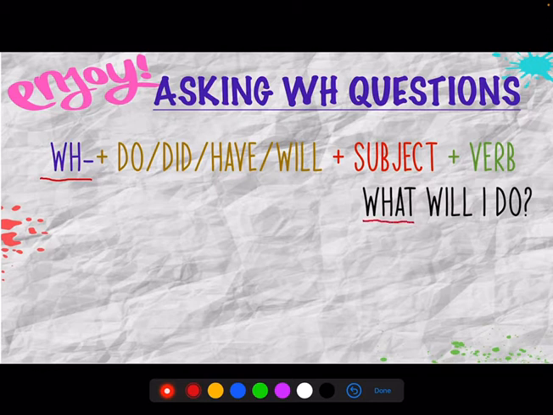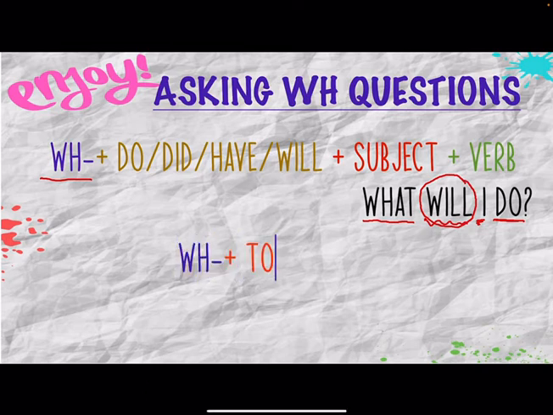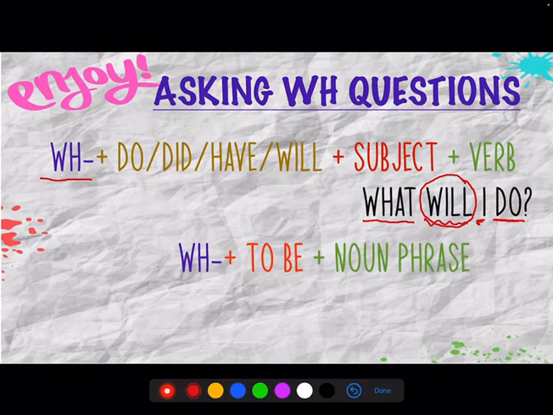A WH word, which is what. Then you have the helping verb. Then you have the subject, which is I. Then you have the base verb, do. What will I do? If you want to answer the question, what will I do, I will answer, for example, I will go swimming. I use the same helping verb that I have in the question, will. I will go swimming.